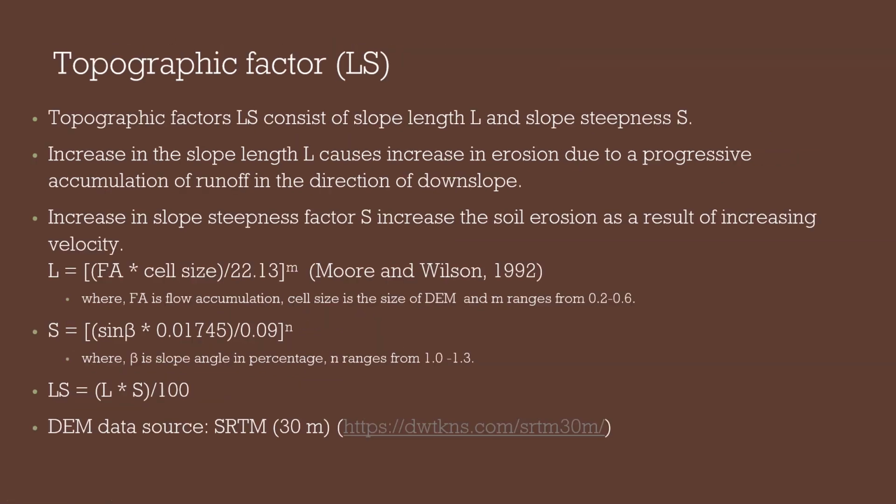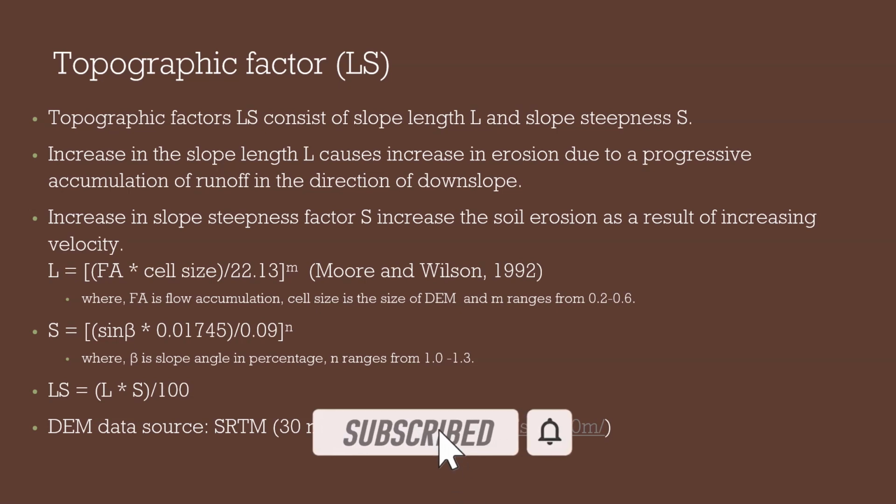The topographic factor LS consists of slope length L and slope steepness S. An increase in slope length causes an increase in erosion due to a progressive accumulation of runoff in the direction of downslope. An increase in the slope steepness factor S increases soil erosion as a result of increasing velocity.